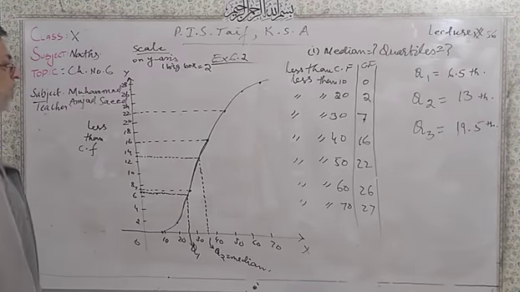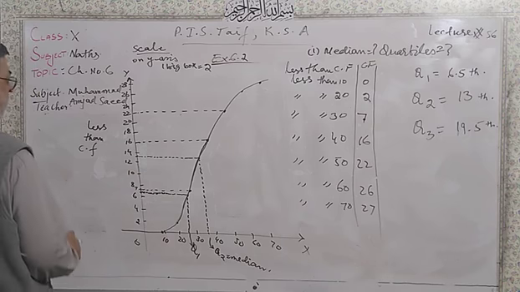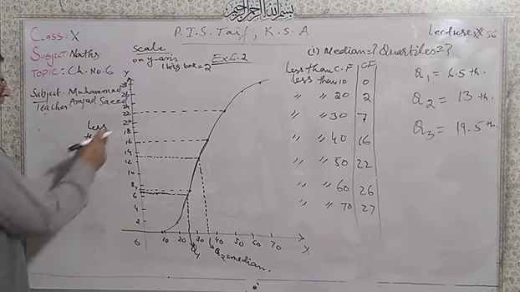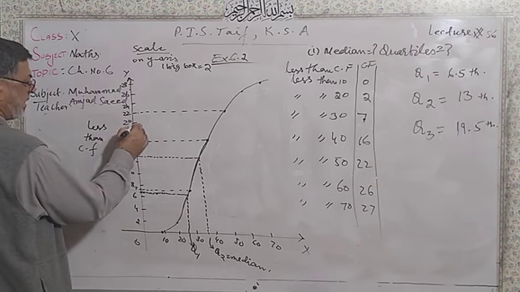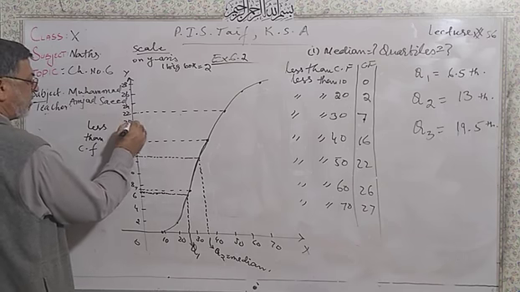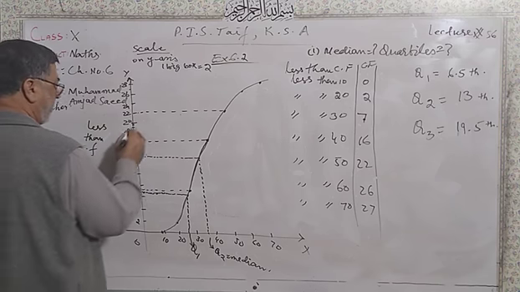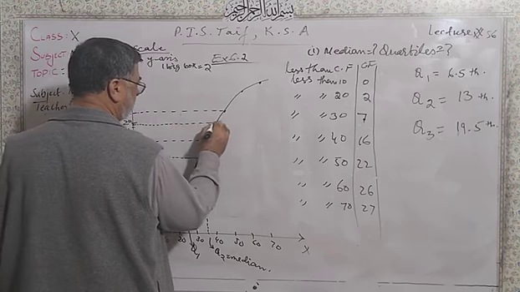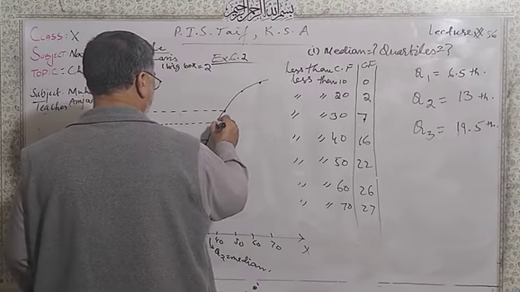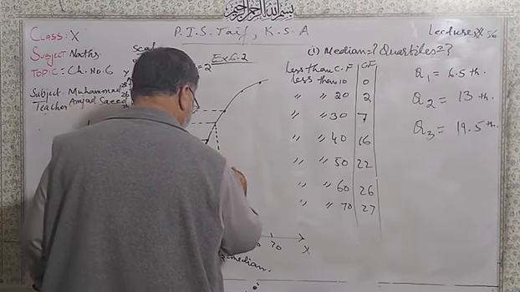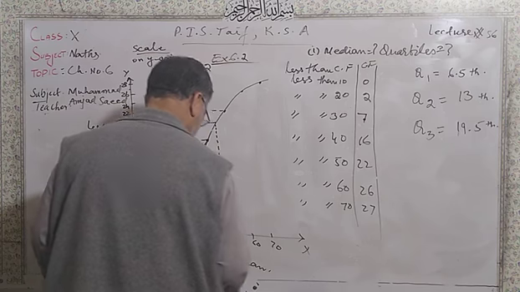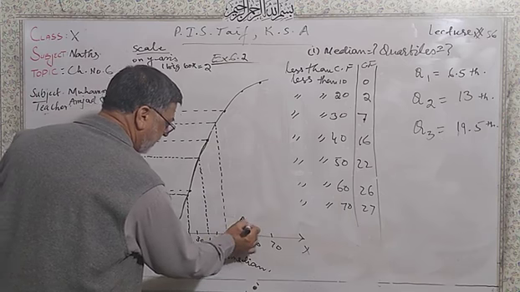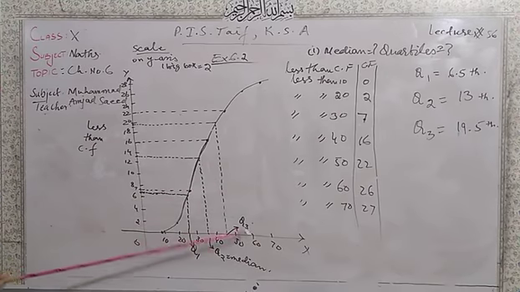So dear students, after that you have 19.5. Here is 18 and this is 19. In between 18 and 20 this is 19, and in between 19 and 20 that is 19.5. Now you will take the ruler and draw the dotted line, and bring it down on the x-axis, and it will be Q3. This is called the third quartile.